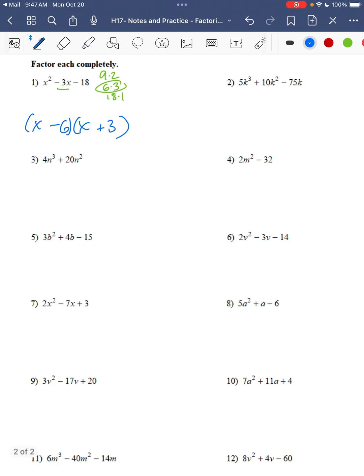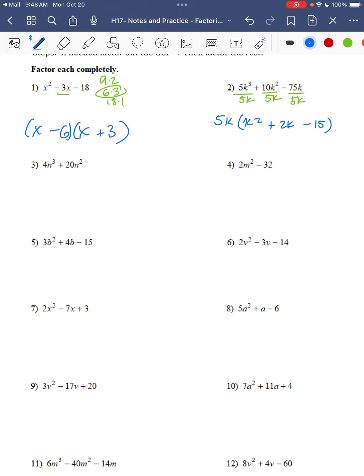All right, over here, like I mentioned earlier, we're going to go ahead and take out a 5k because I don't even look at this yet because I notice they all divide by 5k. So 5k goes here, 5k goes there. So you can do this to help yourself out. And when you're writing your answer then, you're going to say, oh, 5k comes out. So that leaves me with k squared plus 2k minus 15.